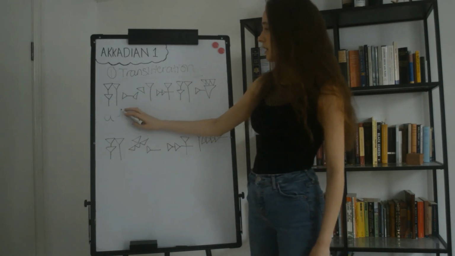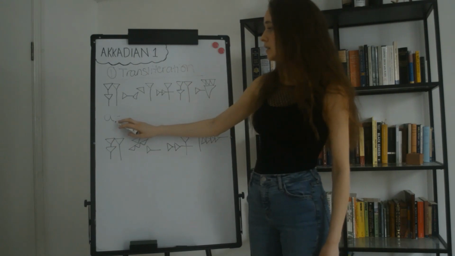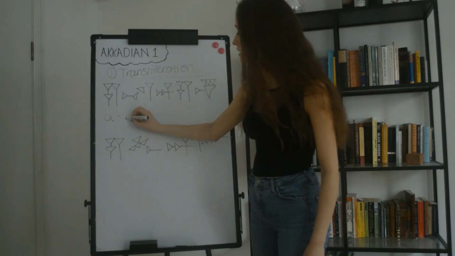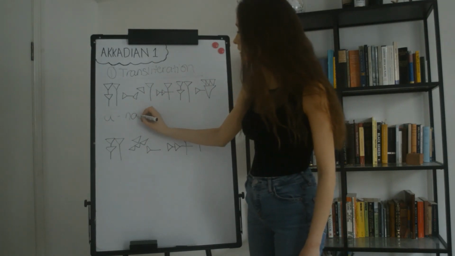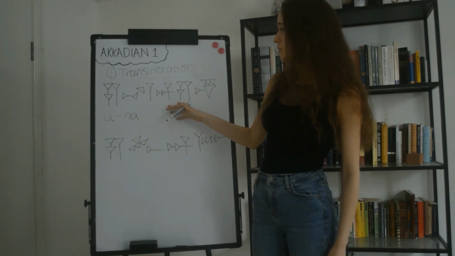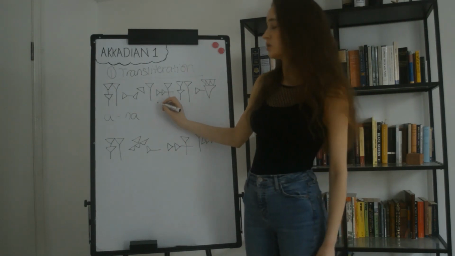So this is the first sign value, representing the syllable A, followed by this sign, which we also met previously, with the sound value Na. And then we come to the third sign. This one we have met previously, and it had multiple possible values.